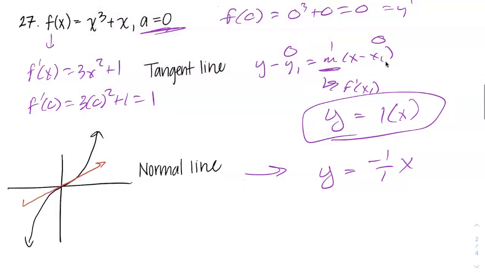Now we have the negative 1x, which looks like this. So there we go, right? This looks like y equals x, and that'll be y equals negative x.